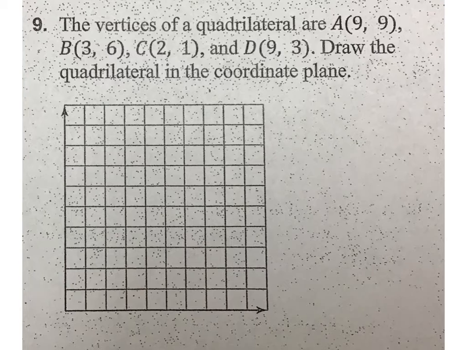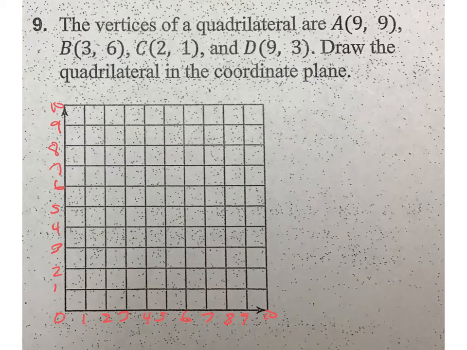All right, here we have 4 points, and we're going to draw a polygon. I'm going to make this my origin, 0. Then I'm going to go 1, 2, 3, 4, 5, 6, 7, 8, 9, 10. And we're doing positive because we're going up. 1, 2, 3, 4, 5, 6, 7, 8, 9, 10.